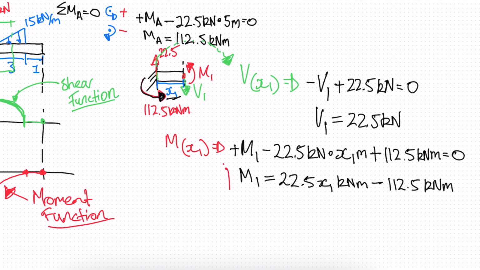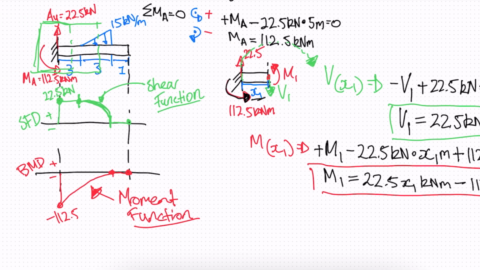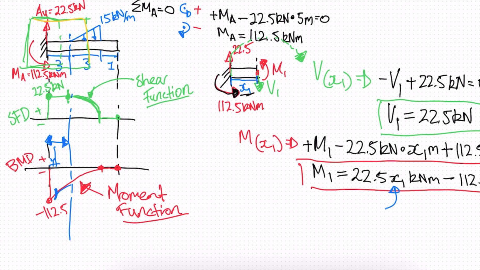So now we found our moment function and our shear function for any point up to our 3 meter point. Any point up to here. We just found that. We can plug in 1 meter into this x and we can find our bending moment at 1 meter or any point we choose.